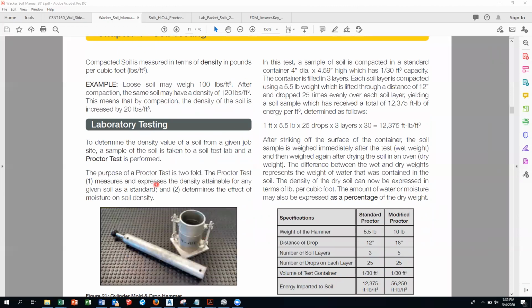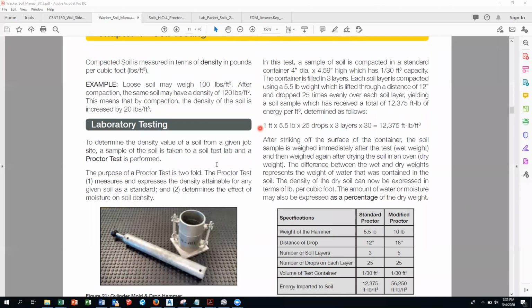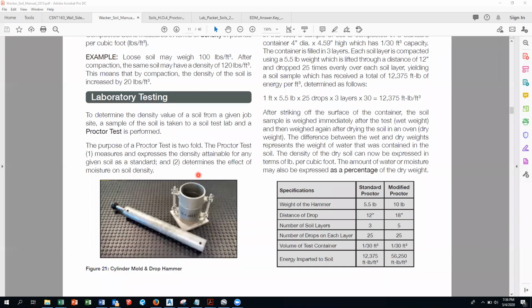So the purpose of the Proctor test is twofold. It measures and expresses the density attainable for any given soil as a standard. And here's the biggie. It determines the effect of moisture on soil density. So what it is, is a relationship between density and moisture content. Okay. So you basically fill this mold.